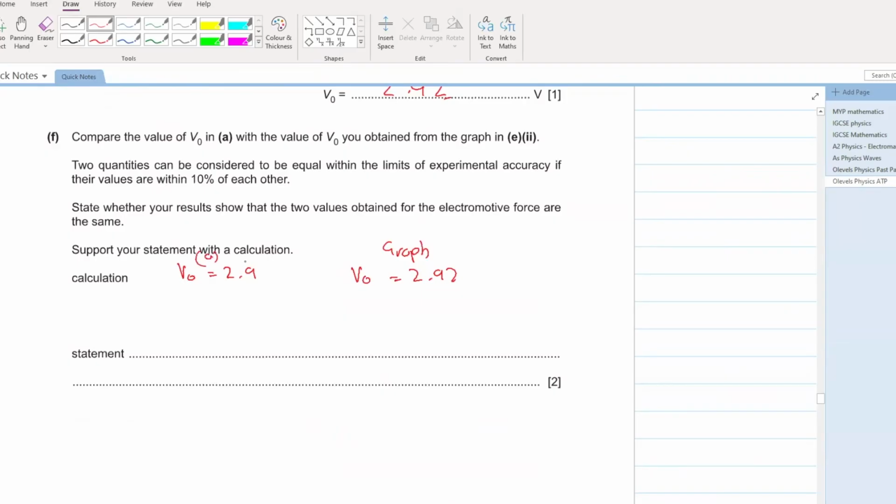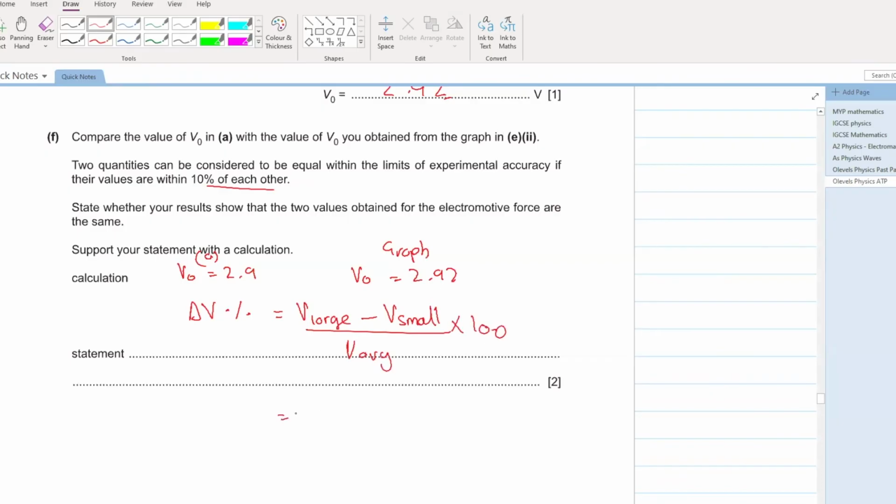The quantities are considered to be equal within the limits of experimental accuracy if the values are within 10% of each other. State whether your two values obtained for the electromotive force are the same. Support your conclusion with a calculation. How do we do the calculation for this? I have told you multiple times now. Percent difference in voltage निकालने, तो what will we do? Larger value of voltage minus the smaller value of voltage divided by the average value of voltage, multiplied by 100.